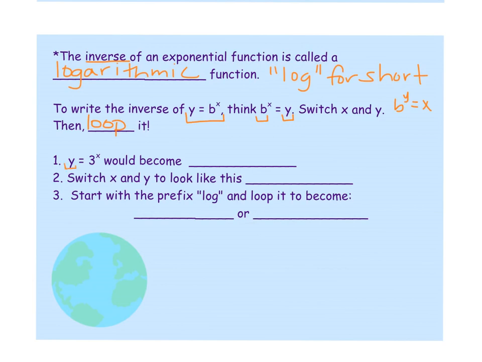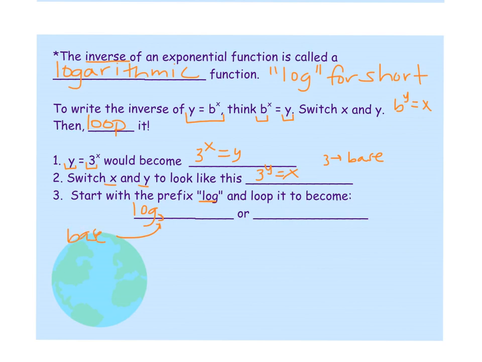If y is on the left and 3 to the x is on the right, we're just going to reverse that completely. 3 to the x equals y. When we switch x and y, which is kind of where we got stuck up above, that would be 3 to the y equals x. So notice 3 is the base for that exponential statement. To loop it, we start with the prefix log. So I'm just going to write log. The base of the exponential function becomes the subscript base of the logarithm. So that's where that 3 goes. So there's your base.